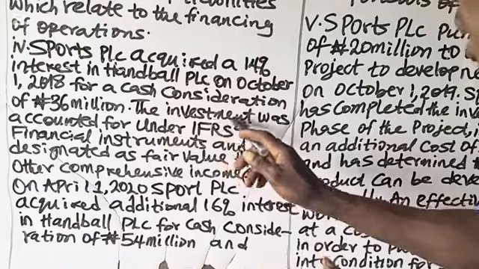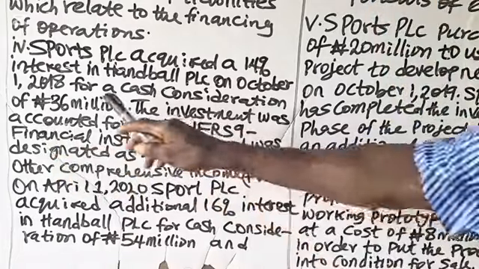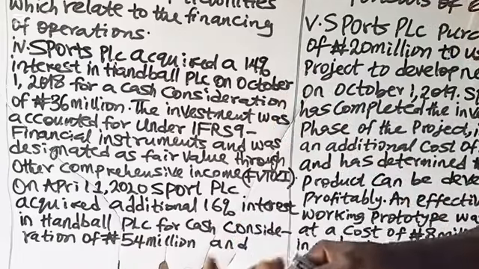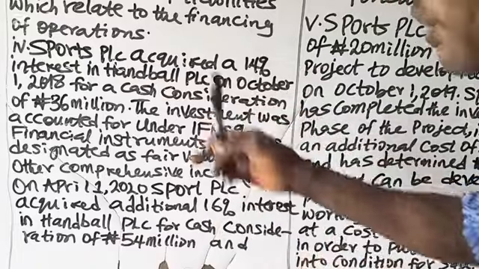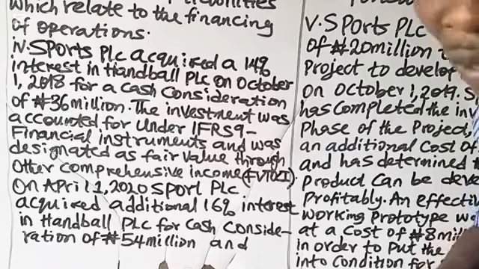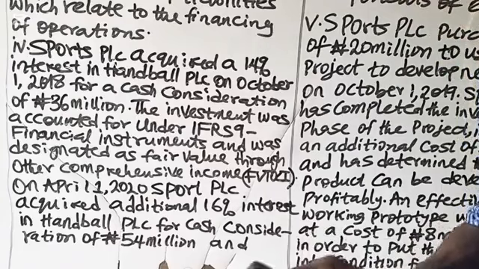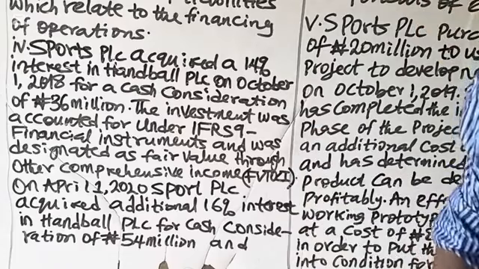The investment was accounted for under IFRS 9. No, this is a simple investment. 14% is a simple investment, and that should be accounted for in accordance with IFRS 9 financial instruments. Remember, equity financial instruments will either be accounted for or recognized as fair value through profit or loss, or as fair value through other comprehensive income. If you have watched my earlier presentation on IFRS 9, I've told you that the default is fair value through profit or loss.